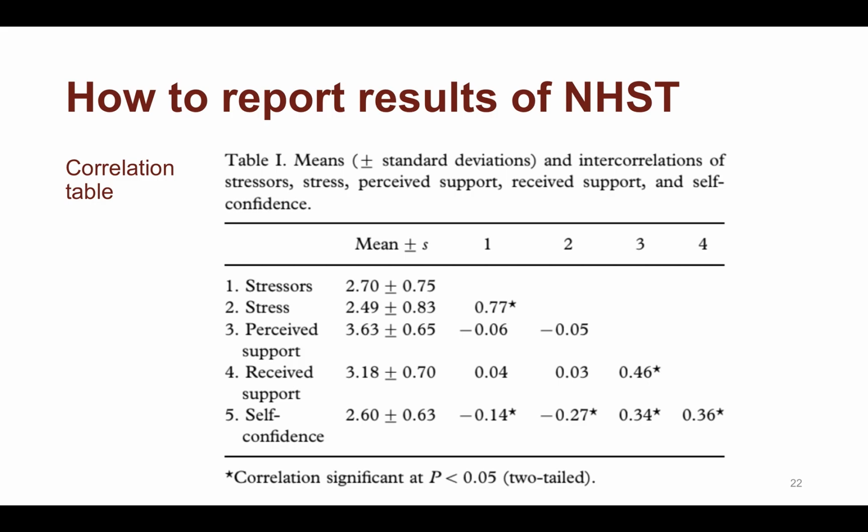Correlation tables will typically list out all the variables you're looking at correlations between, and then show what the correlation coefficients were. For example, between stress and stressors, it's 0.7. Between received support and variable 3, which is perceived support, it's positively related at 0.46. There are little stars to indicate which ones are significant. This author also chose to put some descriptive statistics, mean and standard deviation, for each of the 5 variables at the beginning.